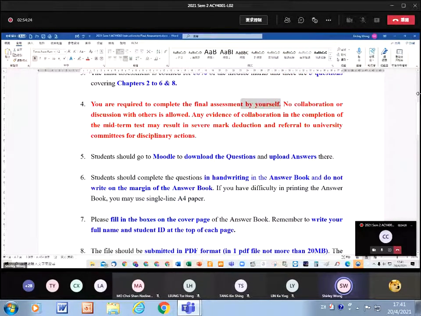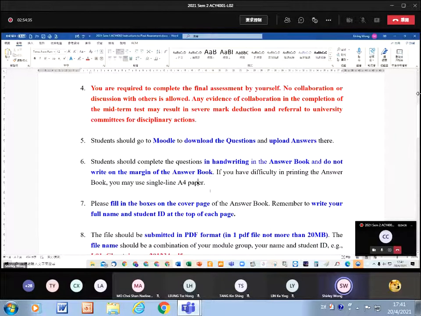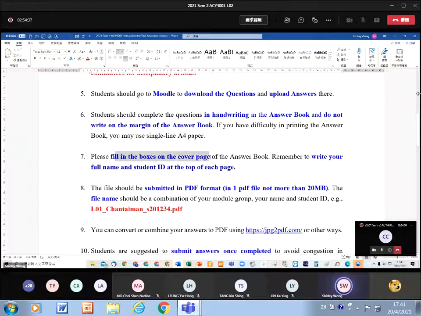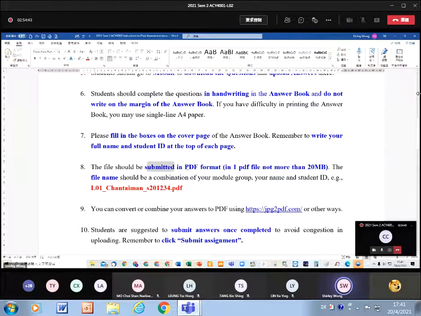Students should go to Moodle, download the questions, and then upload the answer in the answer book in handwriting. If you have difficulty to print the answer book, you can use single line A4 paper. Remember to reserve a page for your cover page. And then fill in the box and all the information, and remember to write the name and student ID at each top of the paper. And you need to submit it within one PDF file, not more than 20 meg.